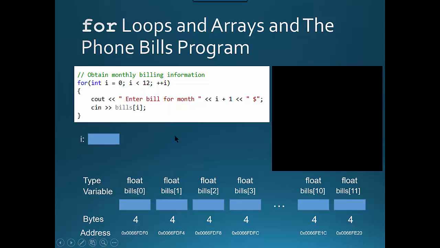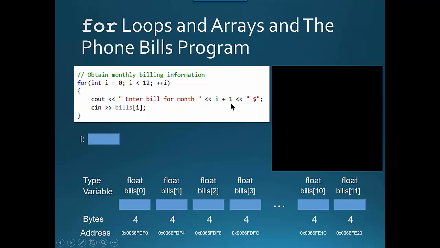And the reason we're going to less than 12 is because the last index is 11. So if we went to 12, we would go off the end of the array. So we don't want less than or equal, we want less than 12. And then we'll i plus plus to iterate through the next one. So the for loop was made specifically to navigate arrays very well. And in this case, we'll ask the user to enter a bill.